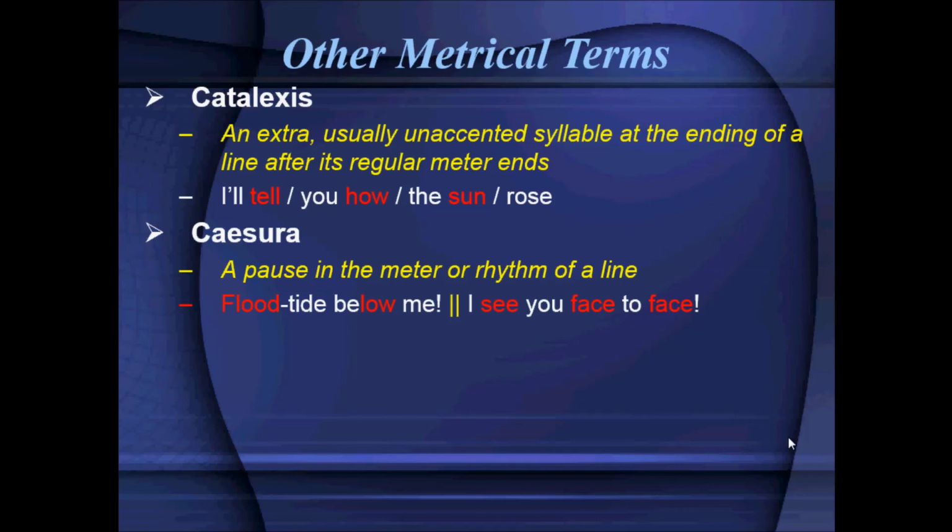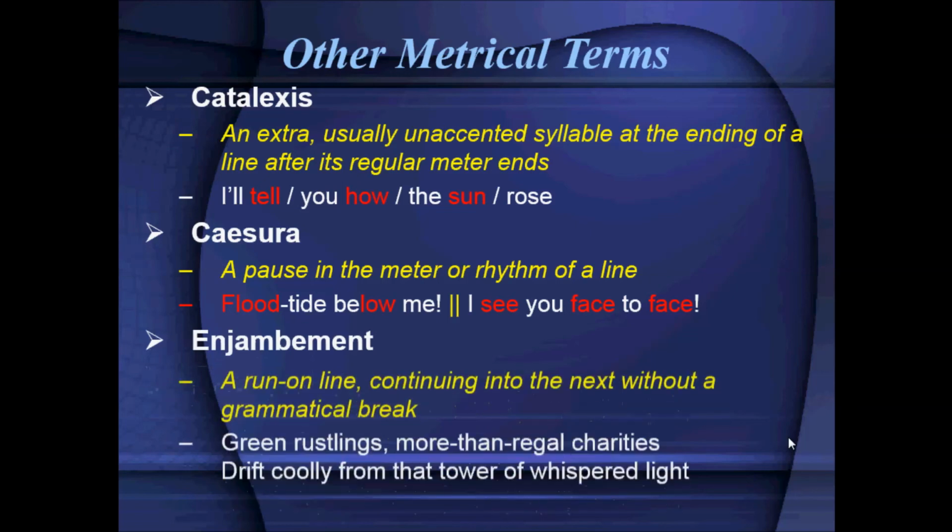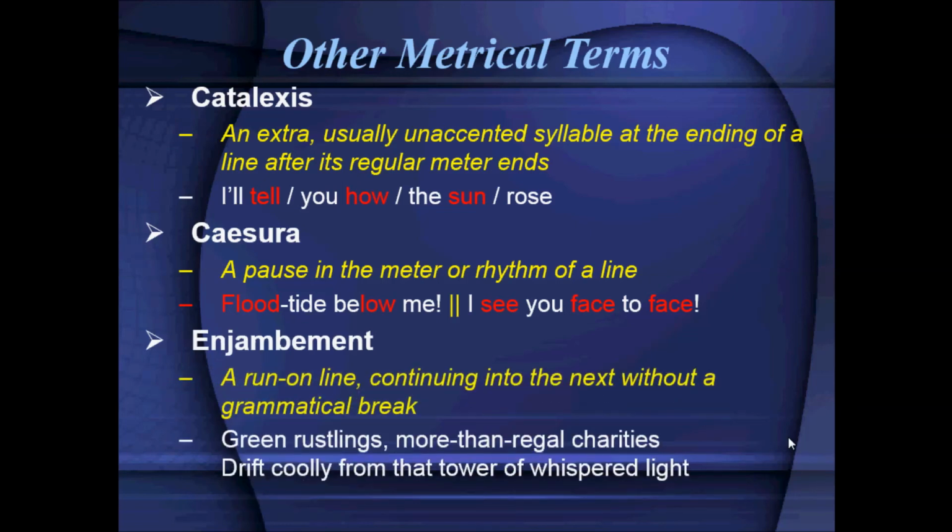"Flood tide below me! I see you face to face." Stop here, exclamation point. Some poets even put an extra space in there. So that's caesura. And then enjambment, you probably know from last year, that's just a run-on line into the next without any grammatical break. This is pretty normal. In most poems, occasionally they'll stop at the end of the line, but enjambment is pretty popular. So when you write your poems, you don't have to stop your idea grammatically at the end of each line. You can continue on to the next one.